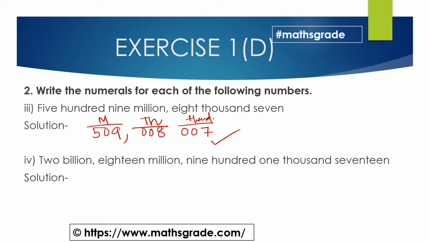Now fourth bit, 2,018,901,017. 2 billion, this is billion place, 18 million, this is million place, and 901,000, and 17.